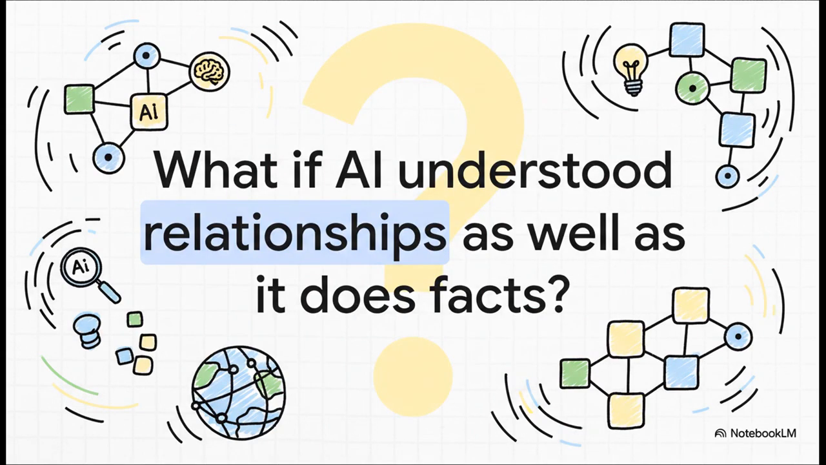And that really brings us to our final thought. For years, we've been so focused on teaching AI individual facts. But the real world, our world, it's built on relationships. So the big question now is this: what new frontiers, what incredible problems could we solve if AI could finally understand that intricate web of connections, just as well as it understands the facts themselves?